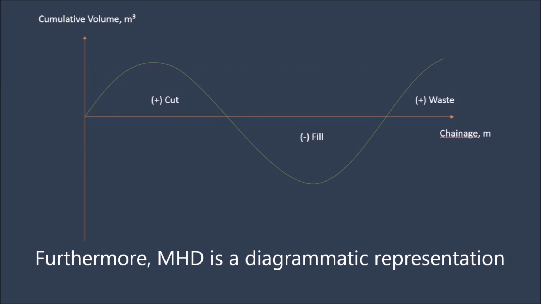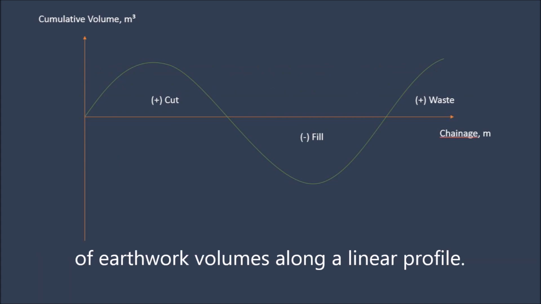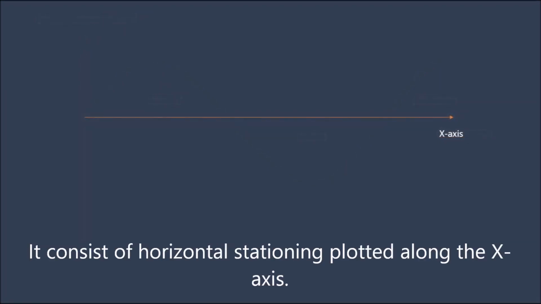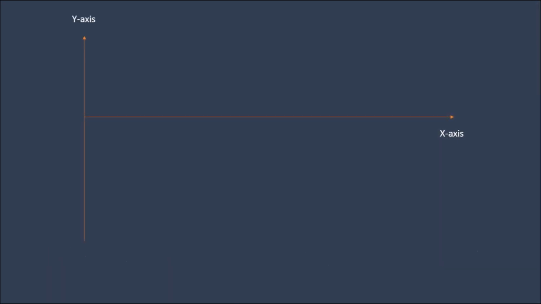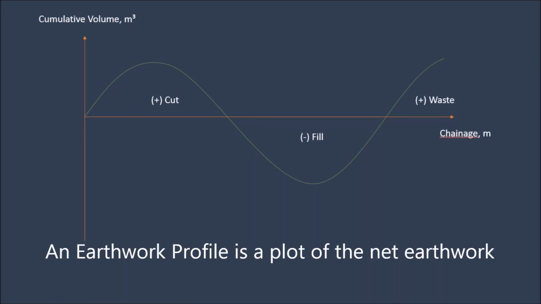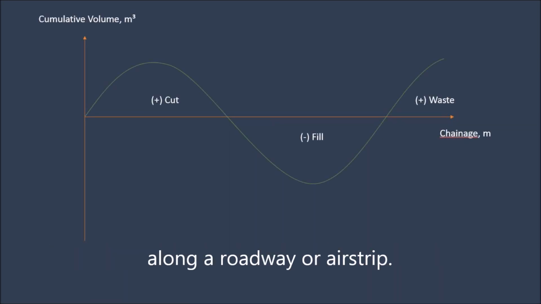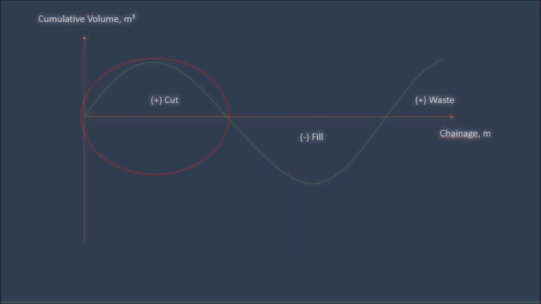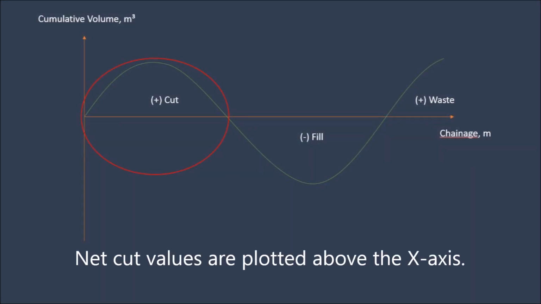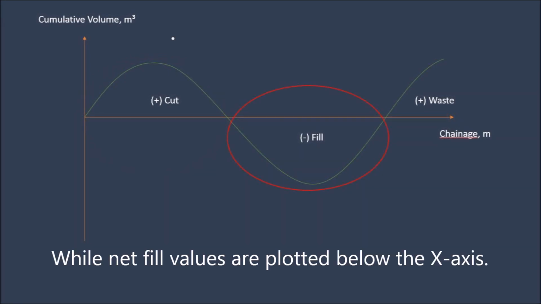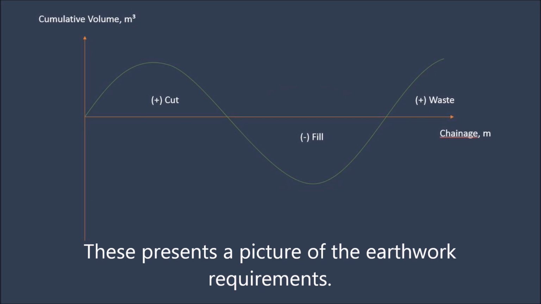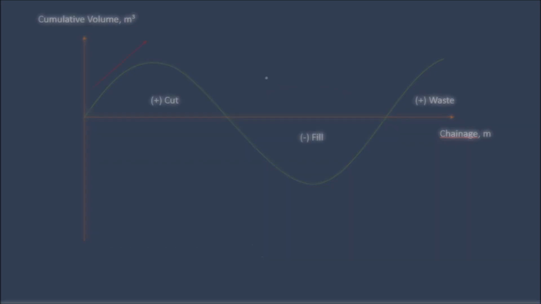Furthermore, MHD is a diagrammatic representation of earthwork volumes along a linear profile. It consists of horizontal stationing plotted along the x-axis. Net earthwork values are plotted along the y-axis. An earthwork profile is a plot of the net earthwork along a roadway or airstrip. Net cut values are plotted above the x-axis, while net fill values are plotted below the x-axis. This presents a picture of the earthwork requirements.